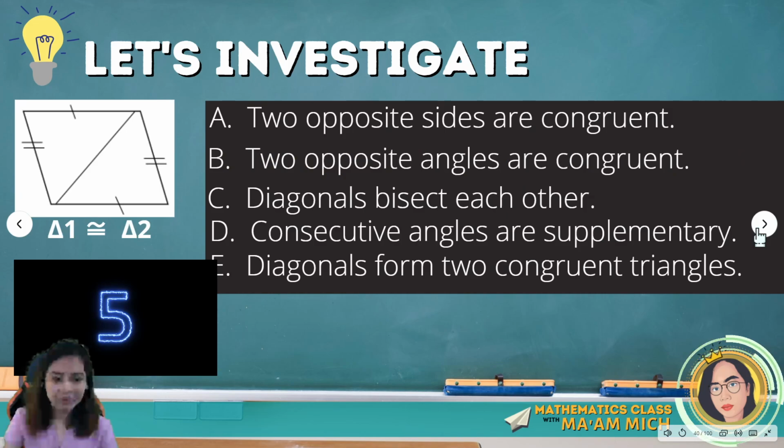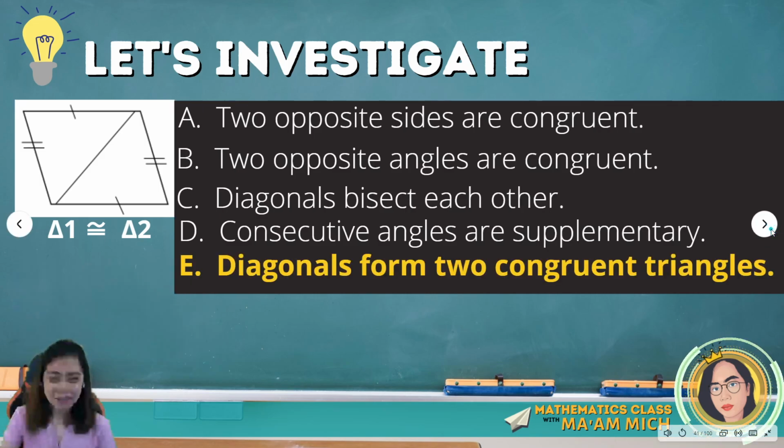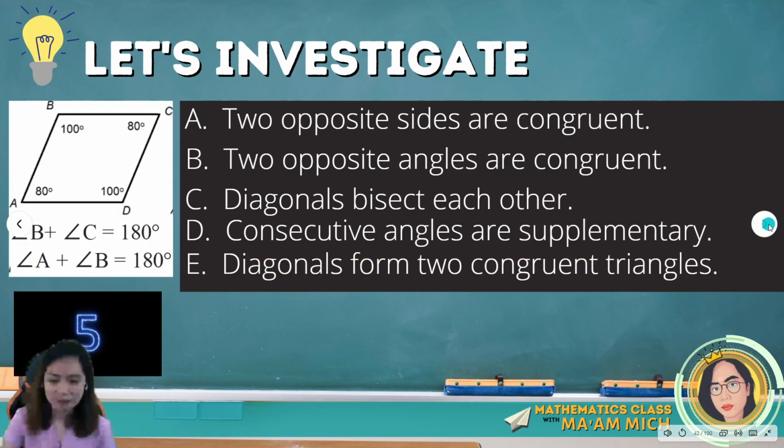Third illustration. Okay, let's see. Very good. Diagonals form two congruent triangles. As you can see, we have here the indication of congruency. The first pair of congruent sides, second pair of congruent sides, and our diagonal. So we have here triangle 1 is congruent to triangle 2. Let's have the fourth illustration.